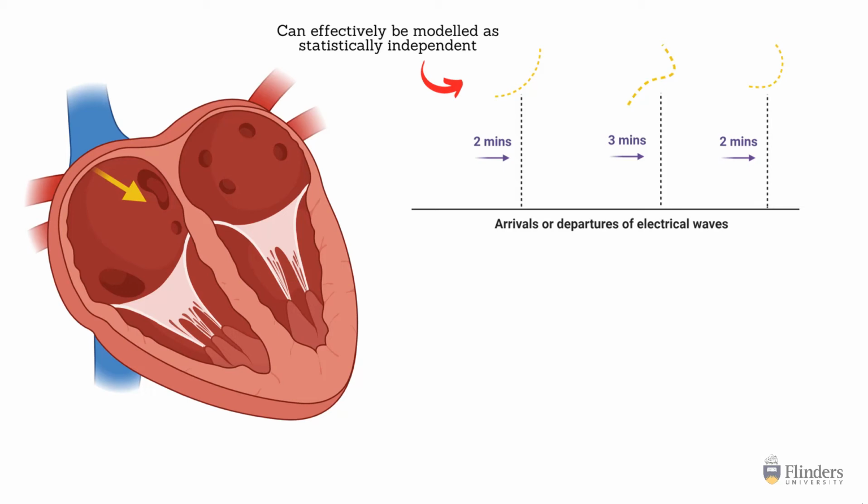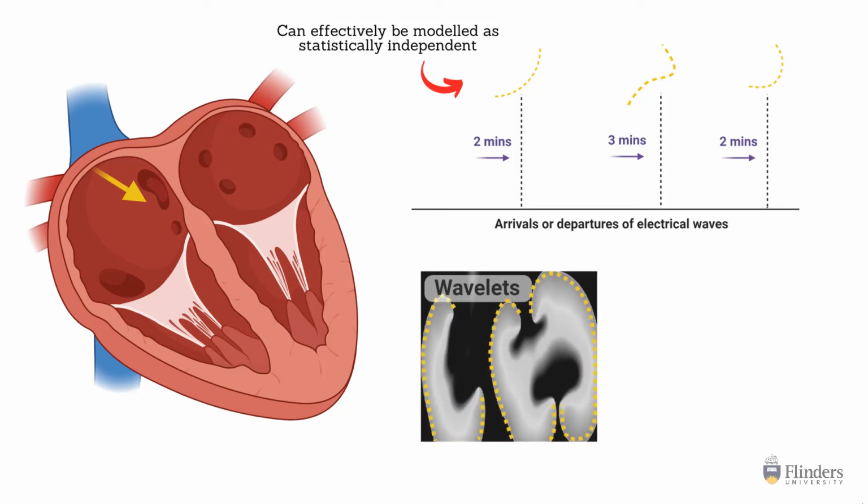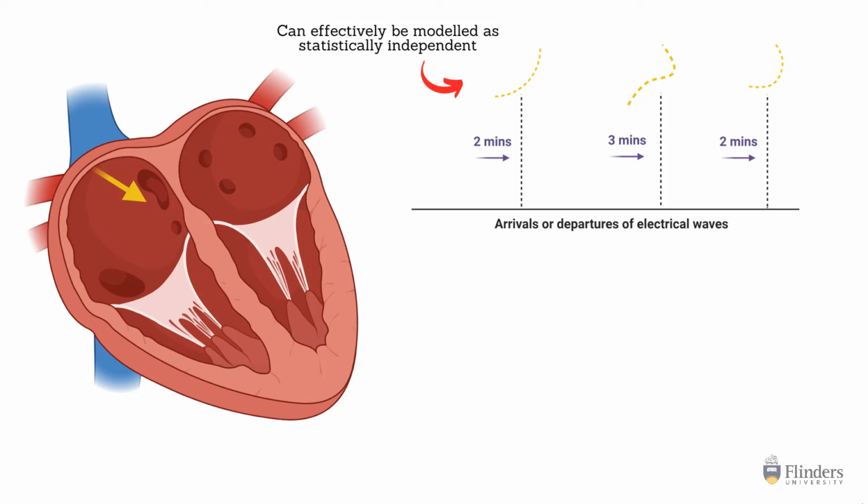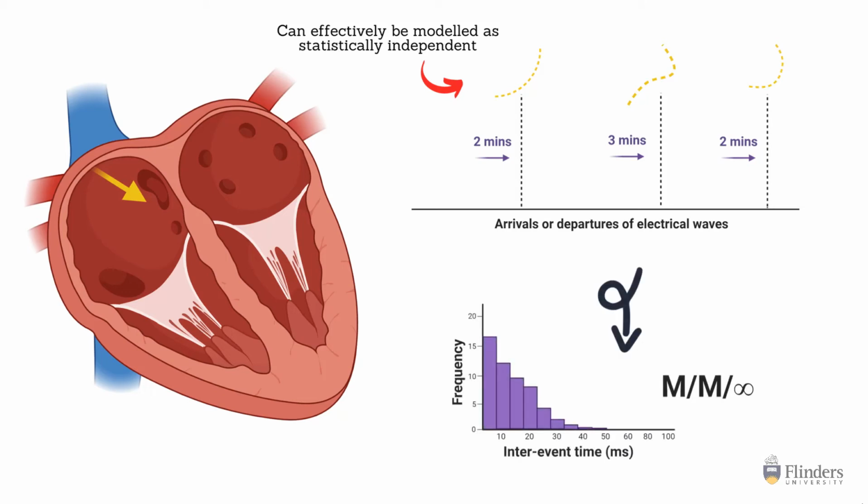This applied to the different types of electrical waves, like wavelets, which are fractionated segments of the electrical excitation wavefront, as well as reentrant circuits, which are spiral-shaped waves that spin in on themselves. Given the effectively Markovian nature of arrivals and departures, we hypothesized that a birth-death model with random arrivals and departures, like the M/M/infinity model, could accurately summarize the population dynamics of these electrical waves in atrial fibrillation.